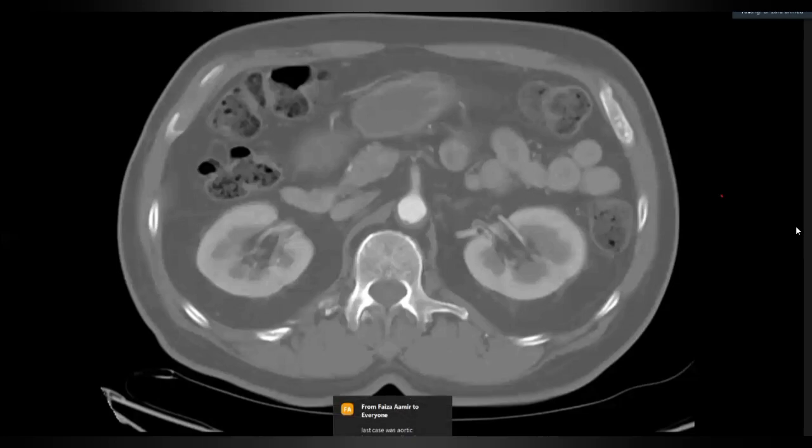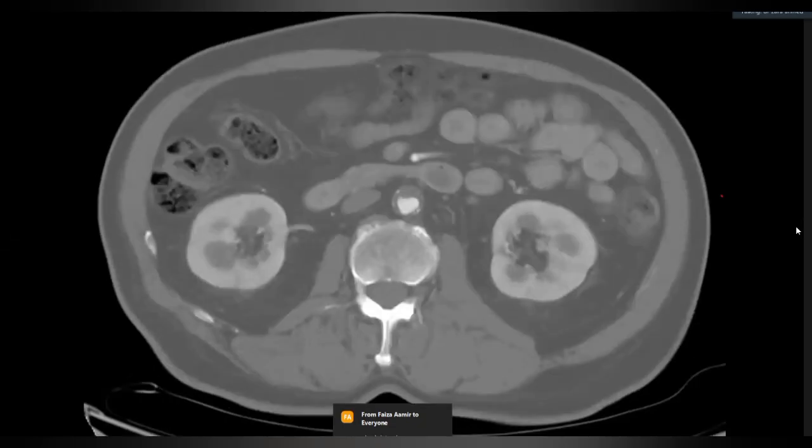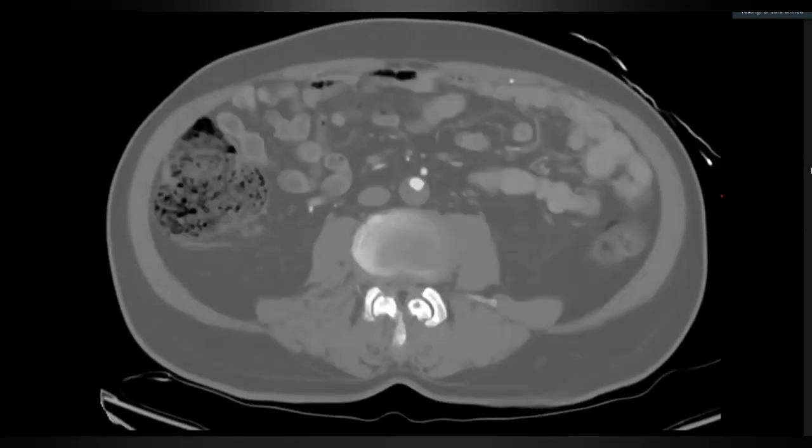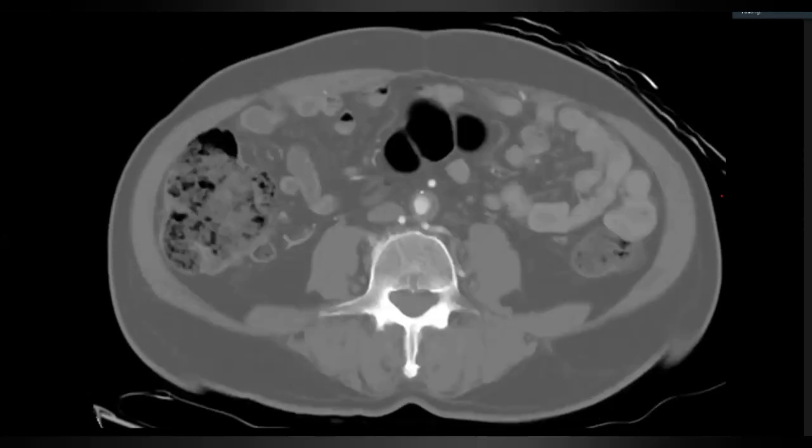Sir, these are the CT, so these are the MIP images, and I can see there is a circumferential hyperdense area around the aorta, and the aortic lumen is irregular. And so what happens to it here?